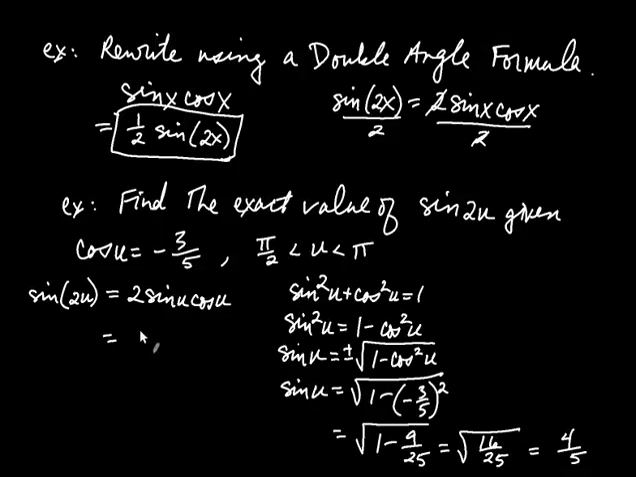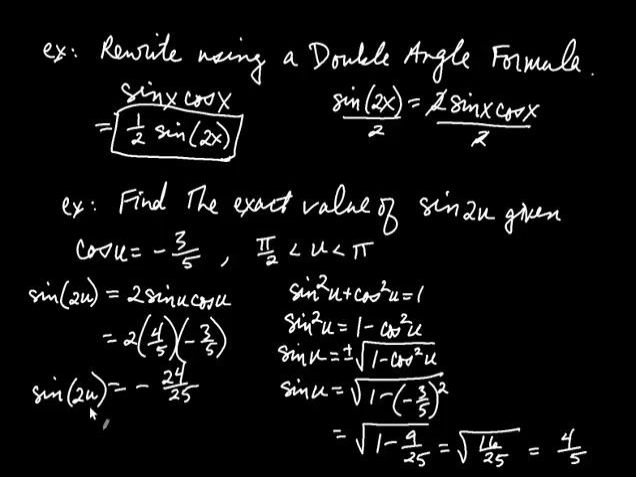So coming back over here, it's 2 times 4/5, that's what we just found, right? Sine of u. And cosine of u is given to be -3/5. Now if we multiply all these together, we're going to get a negative 24 over 25. And that would be sine of 2u. And this would be our answer.